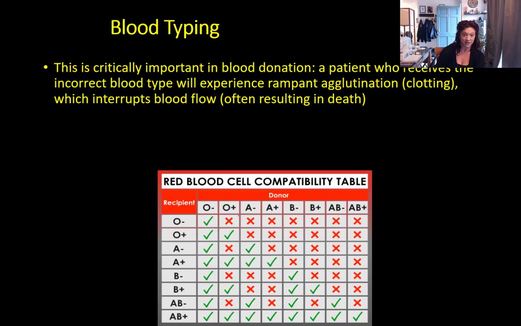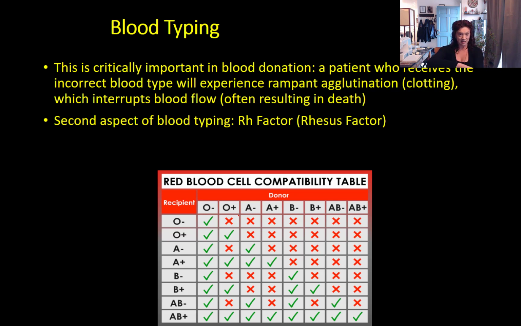All right, it's probably obvious, but the reason blood typing is so critically important is when you're talking about blood donation. If you give a patient the incorrect blood type, they're going to experience rampant agglutination, which is basically blood clotting, and it can interrupt blood flow, sometimes unto death. So the earliest experimentation with blood transfusions in the 1800s and 1900s oftentimes killed the patient because they were transferring blood from an individual with an incompatible blood type into the patient. Just made things worse.